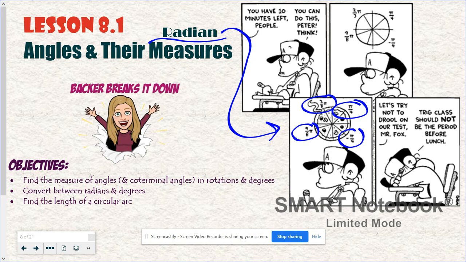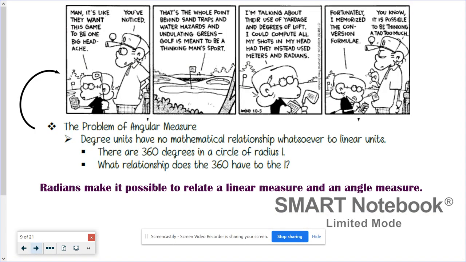So another way that we can measure angles in trig is to use radians instead of degrees. Because think about it. Degree units have no mathematical relationship to linear units. We all know there are 360 degrees in a circle, of any radius, but if you think specifically of radius 1, what's the relationship between those 360 degrees and 1? And so what radians do is they give us that relationship.